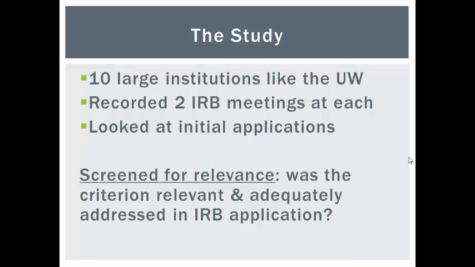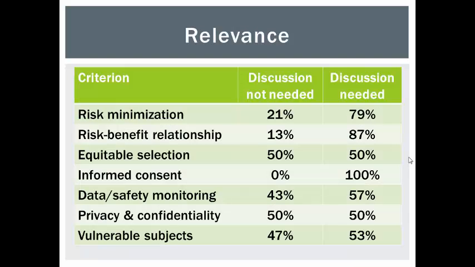The first thing that he did was to screen all of them to see whether each criterion was relevant to that specific initial application and whether it had already been adequately addressed in the application by the researcher. So when he did that, here's what he found. He divided up the criteria slightly differently and combined all of the consent things into one bucket. He found that risk minimization was adequately addressed in the IRB application, or didn't need to be addressed, in 21% of the applications. In 79% of the applications, the IRB needed to discuss it.